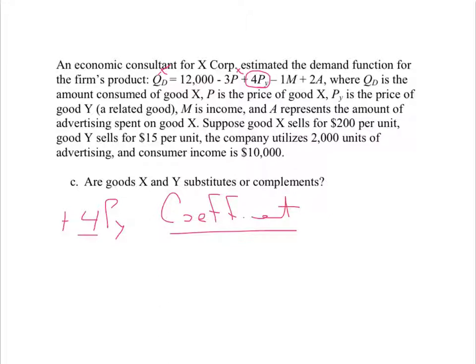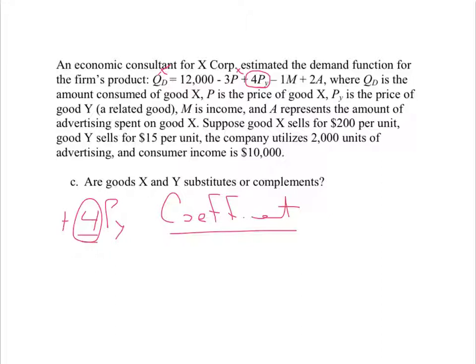So as the price of good Y goes up, consumers of good X will buy more of that good. As the price of good Y goes up, say $1, then the quantity demanded of good X will go up by 4 times that, or 4 units. So what kind of relationship is that? Good X and Y, what kind of goods are these? If the price of one good goes up and the quantity of a related good also goes up, what do you have? You have substitutes. You've got butter and margarine, Sprite and 7-Up, or do you have complements, peanut butter and jelly?